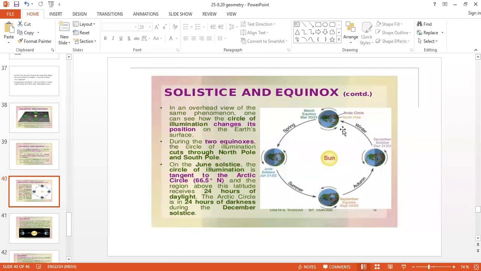During the two equinoxes, the circle of illumination cuts through the North Pole and the South Pole. This is the North Pole and this is the South Pole. On the June solstice, the circle of illumination is tangent to the Arctic Circle at 66.5 degrees, and the region above that latitude receives 24 hours of daylight per day, and 24 hours of darkness during the December solstice.